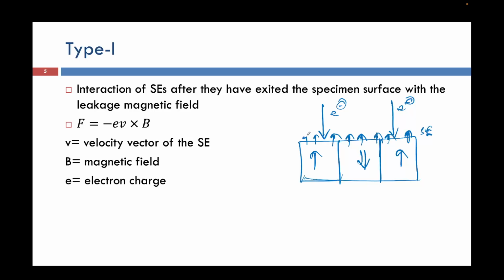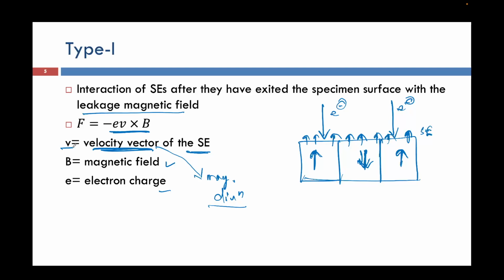Since my secondary electrons are going out and interacting with the leakage magnetic field, the force will be F is equal to minus E, V cross B. Here V is the velocity vector of the SE, that means secondary electron, and B is the magnetic field. The magnetic field will be the same, because for a material the magnetic field is decided by how many magnetic domains are present. The magnetic field will not change, the electron charge will not change, but the velocity vector, meaning both the magnitude as well as the direction, will change. So the velocity of the secondary electron will change.